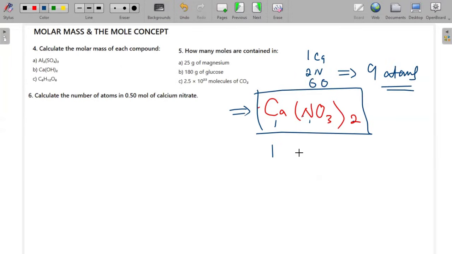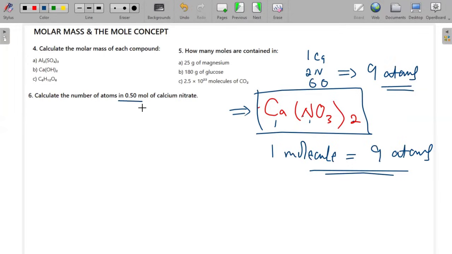I can write the ratio now. In one molecule of this compound, I have what? 9 atoms. Okay, so now I have to find how many atoms are in 0.5 moles of this. So I know that 1 mole of anything contains 6.022 multiplied by 10 to the power 23 molecules.